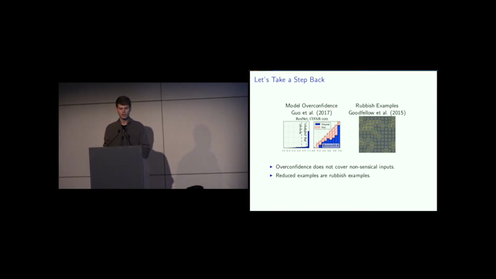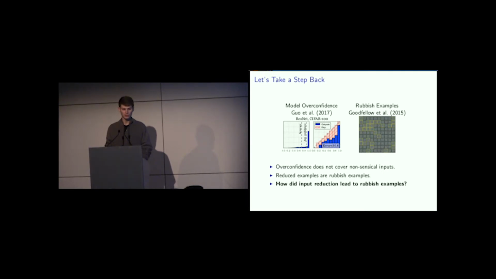Instead, these reduced examples better fit the definition of what's called rubbish examples. Rubbish examples are inputs which a human would classify as not belonging to any class. So for example, here we see these static images, just kind of static noise, and the model predicts horse every time the box is highlighted in yellow. So these reduced inputs fit this definition of rubbish examples. A human would say, okay, this doesn't really belong to any class, yet the model is predicting high confidence.